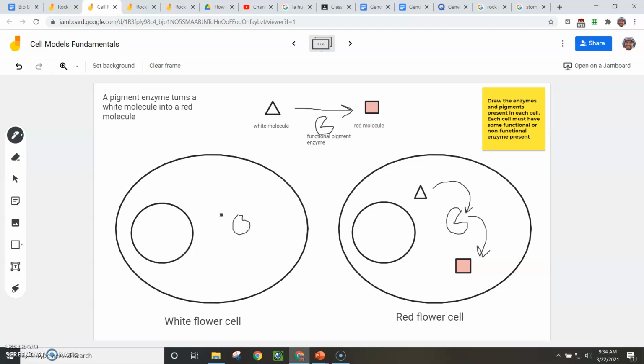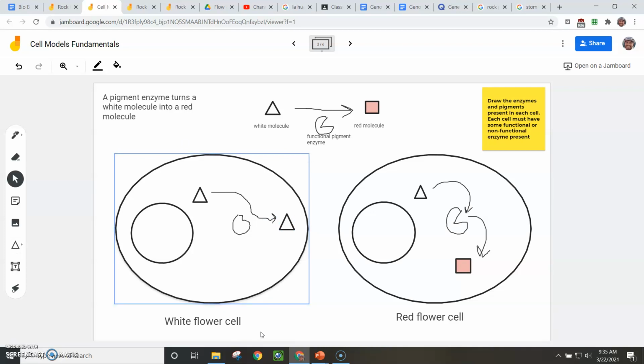Okay, the enzyme is not the right shape in order to fit the white molecule in there. Okay, so there's the white molecule. You can show it trying to go in here, but it can't really fit. And so it's just going to stay a white molecule. Like that. We end up with a white flower cell.